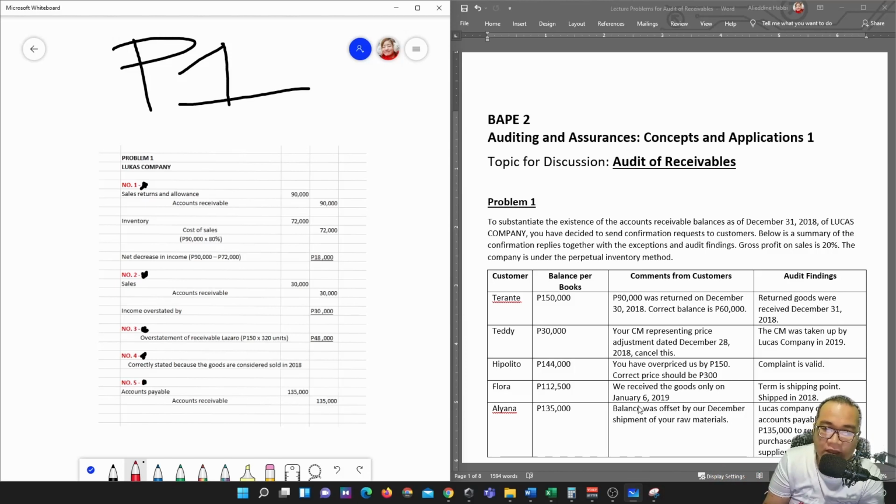Sa trade receivables, ang initial measurement niya should be on the face amount. Then yung subsequent measurement would be the net realizable value. Basically, it's carrying amount. Tapos yung sa non-trade receivables would be basically yung face amount, then yung kanyang amortization, amortization siya kasi non-trade siya eh.